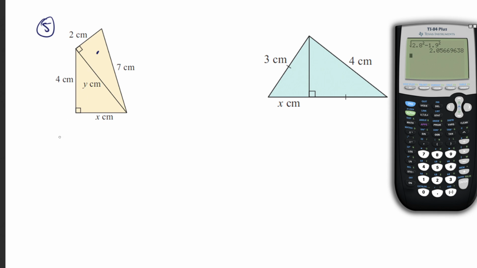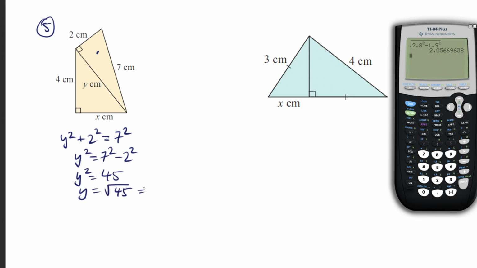So using the top triangle, that's 49 minus 4, that's 45. So y is the square root of 45. So let's write that down first.